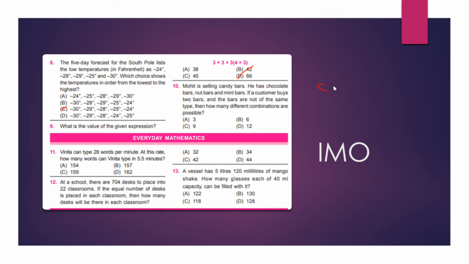You can solve this question when you practice these kinds of questions because it's very important. Okay, the answer is 3. Only 3 is possible because he has a chocolate bar, nut bar and mint bar. Only 3 different combinations can occur. Either you can have chocolate bar and nut bar, or nut bar and mint bar, or chocolate bar and mint bar. So only 3 combinations can happen. That's all.